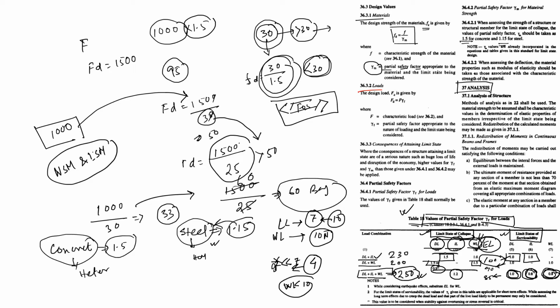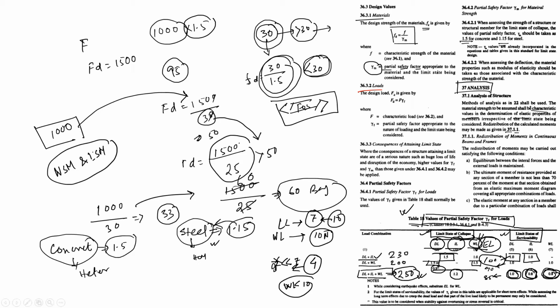Method of analysis as in 22 shall be used. The material strength to be assumed shall be characteristic value in the determination of elastic property of member irrespective of the limit state being considered. Redistribution of the calculated moment may be made as given in 37.1.1.